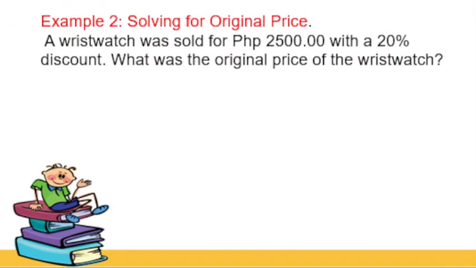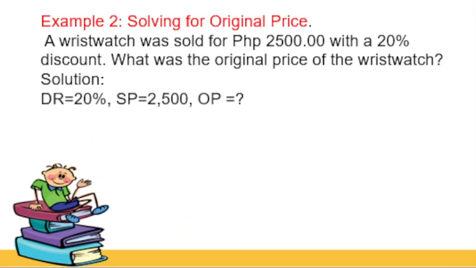A wristwatch was sold for 2,500 pesos with a 20% discount. So what was the original price of the wristwatch? Of course, for your solution, you have to break it down first. So you have the discount rate is 20%, the selling price is 2,500, and then we are looking for the original price.